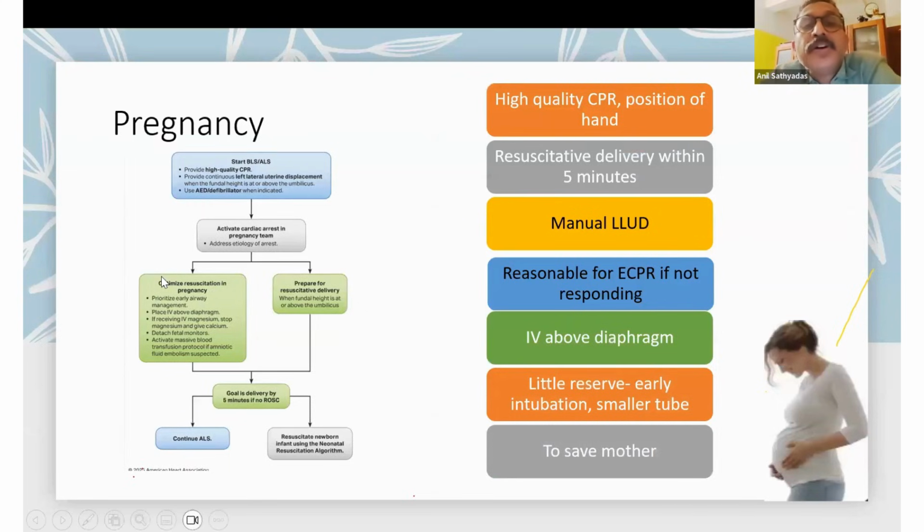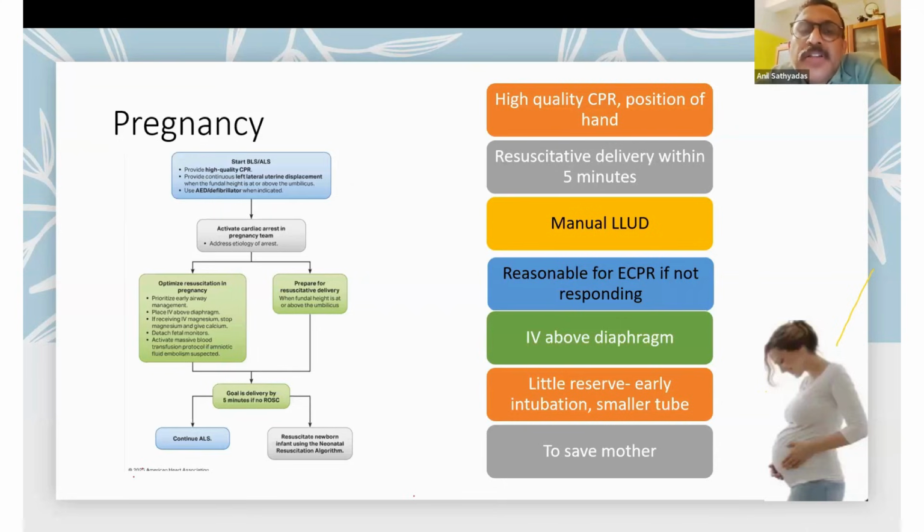And one slide regarding pregnancy. You have an algorithm. Most of the things are very similar to what we do for standard adults. One thing is that because of the uterus pushing up the diaphragm, you may opt for a bit higher position for compression. Again, high quality CPR is recommended.